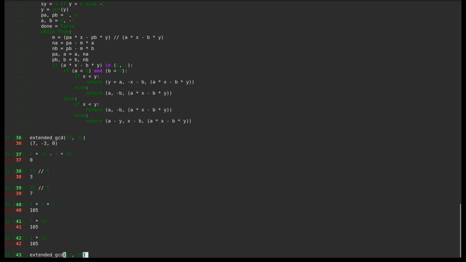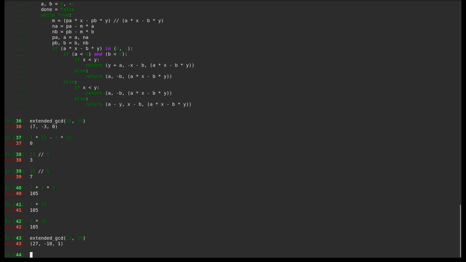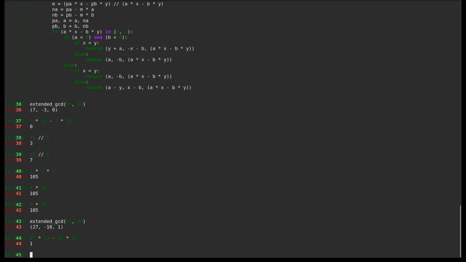Let's try 13 and 35. There, the greatest common divisor happens to be 1. And so 27 times 13 minus 10 times 35. There we go, we get 1.